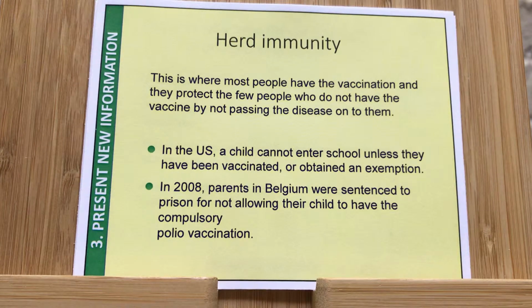Just some interesting facts. In the United States of America, a child cannot enter school unless they've been vaccinated or obtained an exemption. That exemption could be due to existing medical conditions. In 2008, parents in Belgium were sentenced to prison for not allowing their children to have the compulsory polio vaccination. Now, polio is an interesting one because we don't really have polio anymore. But of course, if we stop vaccinations for polio and other diseases that are very rare, then there's the danger that those diseases will come back. So we need to continue our immunity procedures for diseases like that.